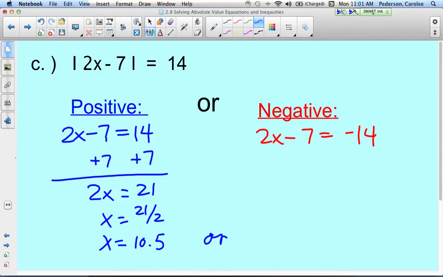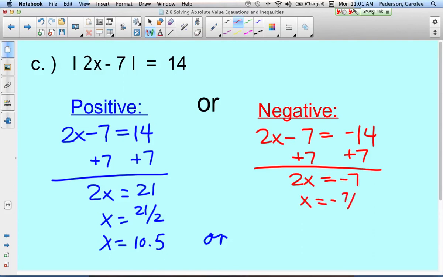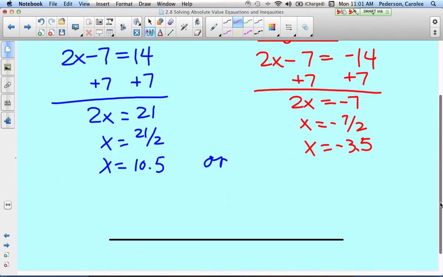Or, in the red, do the same thing again, add 7 to both sides. So you get 2x equals, and now -14 plus 7 is -7, divided by 2. You get x to be -3.5. If you want to take the time to graph it, you could definitely do so. Again, it is 2 points, one at 10.5 and the other at -3.5.